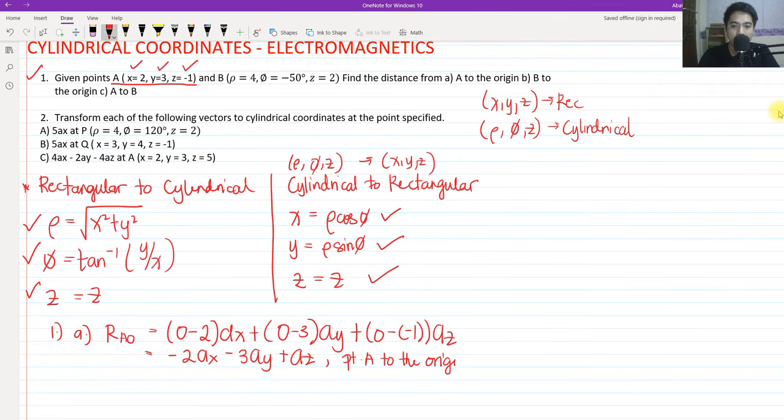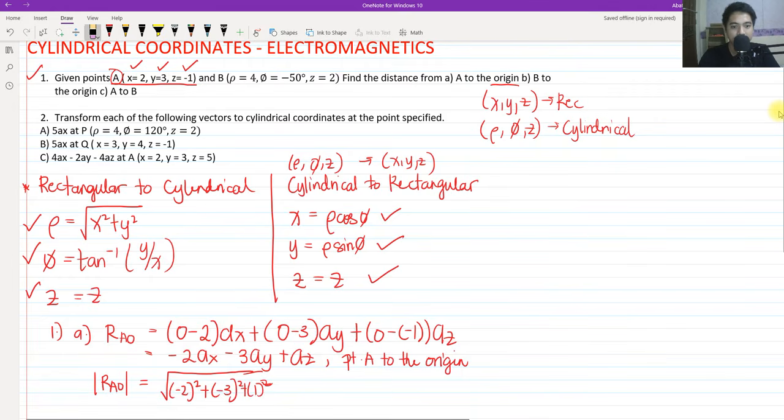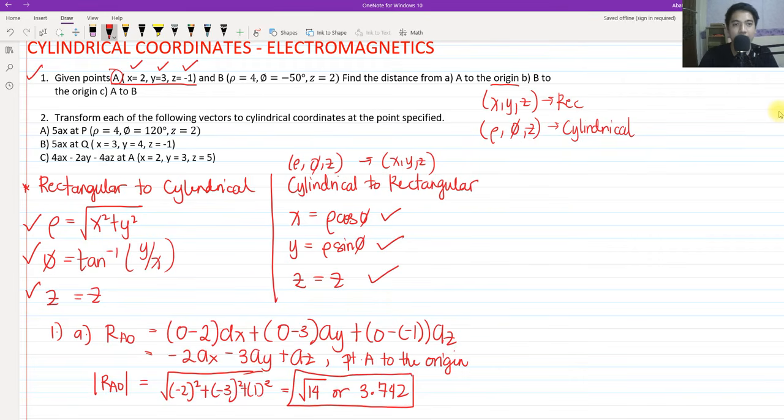If we wish to know the distance of point A to the origin, we simply get the magnitude. That's the length of our vector: the square root of -2 squared plus -3 squared plus 1 squared. That would be the square root of 14, or in three decimals, 3.742. So that must be our answer for letter A of number 1.